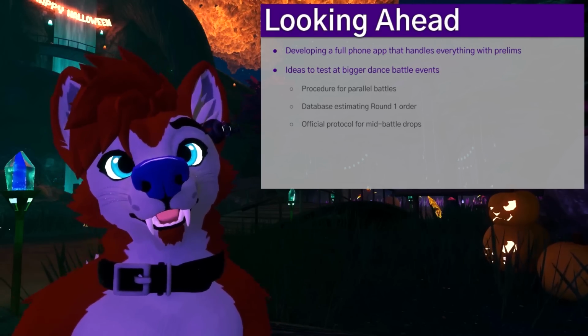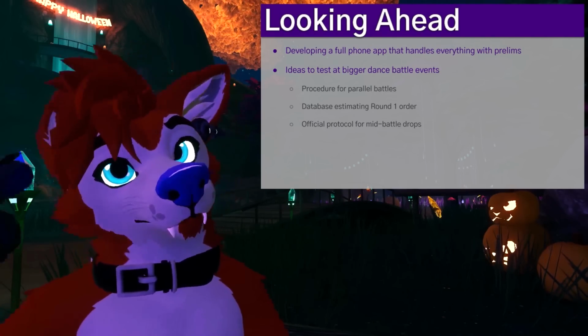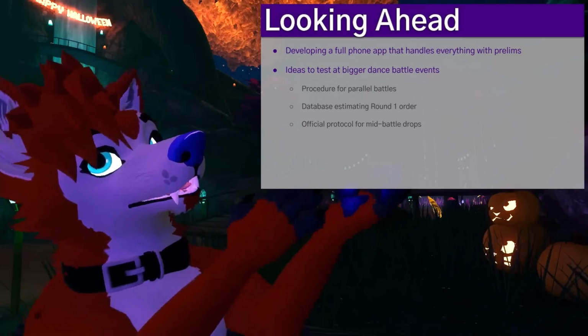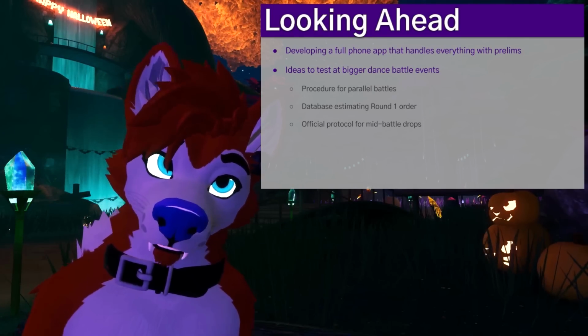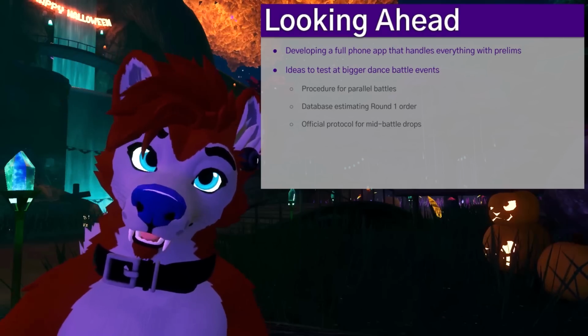I think it's time to start reaching out to devs to make it all possible, and I have a clear plan in mind. There are other ideas I'd love to test out, but they're all for battle events that get a lot more competitors, and that's a story for a different day.